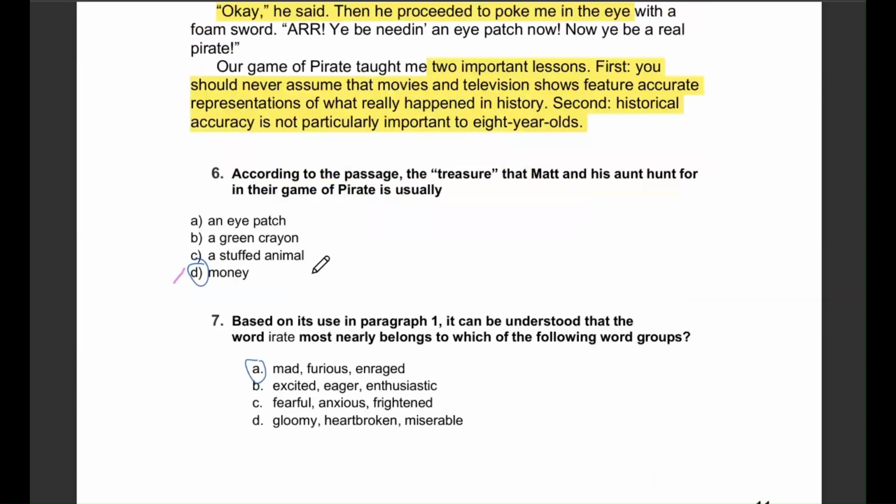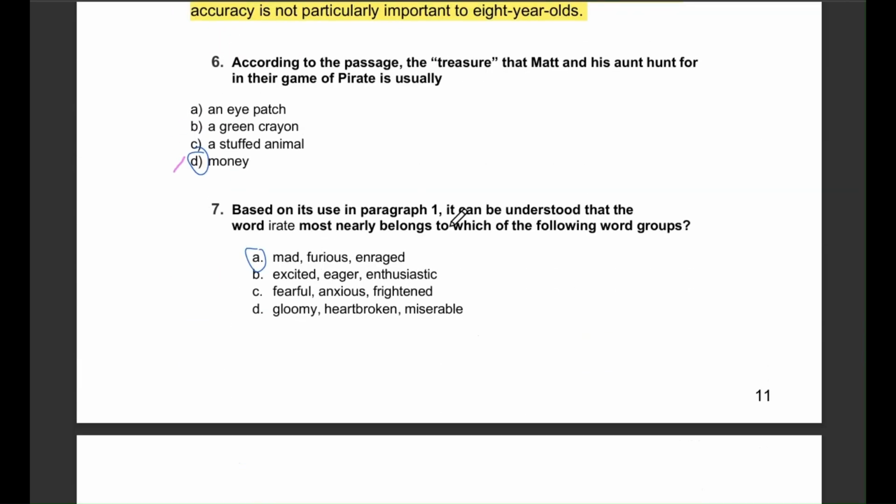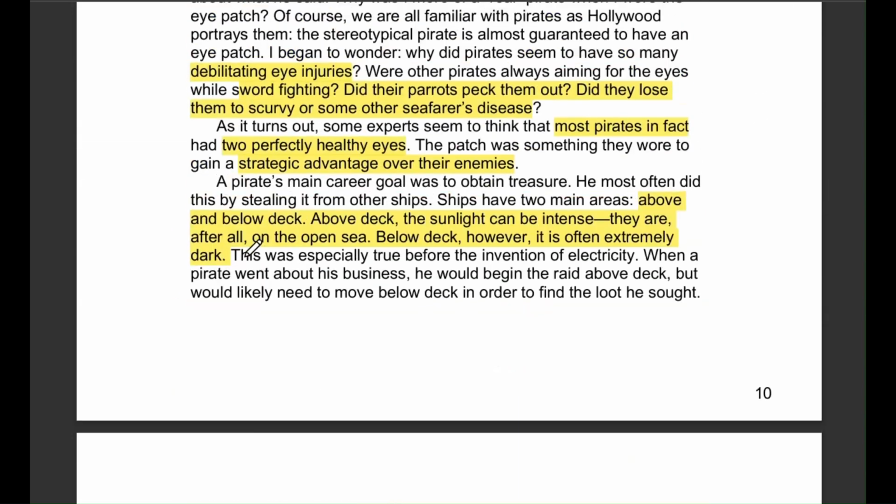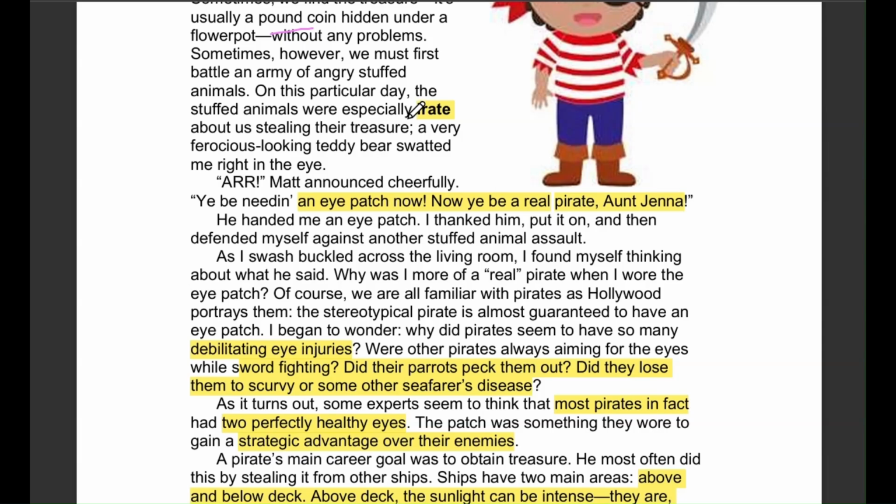Question 7 says, based on its use in paragraph 1, it can be understood that the word irate most nearly belongs to which of the following word groups? The multiple choice answers are A. Mad, furious, enraged, B. Excited, eager, enthusiastic, C. Fearful, anxious, frightened, or D. Gloomy, heartbroken, miserable. The correct answer is A. Mad, furious, enraged. Remember, irate means very, very angry, and those words go very well together with irate.